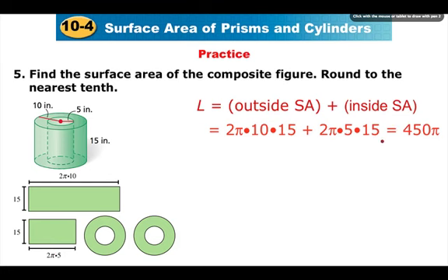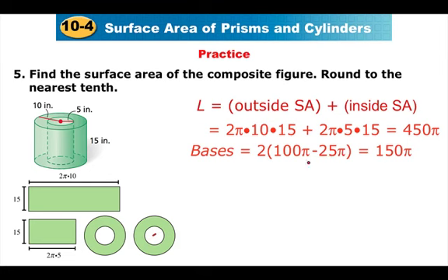And then at this point I'm going to compute the area of these 2 bases. Again, it's the area of the big circle, which is 100, minus the area of the small circle, which is 25, and you multiply that by 2 because we have 2 bases. You add these 2 numbers, you get 600 pi, but I need to round to the nearest tenth, and once you do the rounding you get 1885 square inches. Let's move on to number 6.